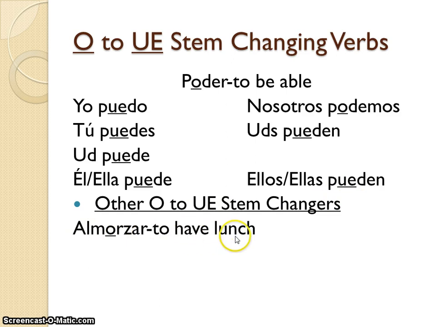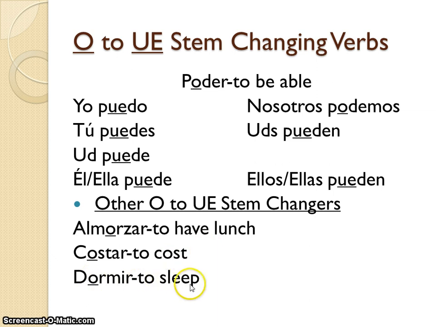Almorzar, which means to have lunch or to eat lunch. Costar, which means to cost. Guys, we only really use the él, ella form and the ellos and ellas form of this verb. Cuesta and cuestan. Because you usually don't say I cost something. Yo cuesto. Okay, and then dormir, to sleep. We use this verb some too. Dormir means to sleep. You change those O's to UE.